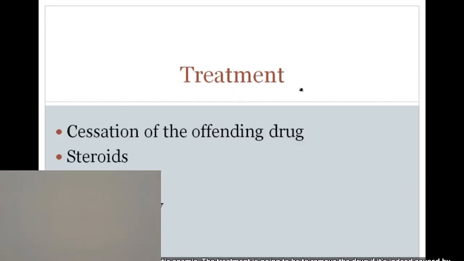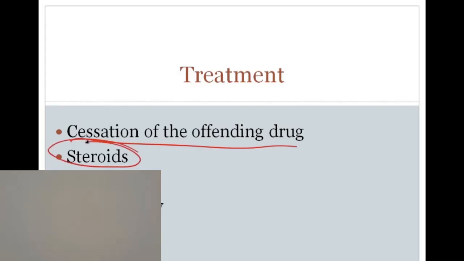The treatment is to remove the drug if it's indeed caused by a drug, steroids to slow down the production of the antibody, and IVIG, IV immunoglobulin. The idea here is that if you give IV immunoglobulin, the splenic macrophages will eat the IV immunoglobulin instead of the immunoglobulin attached to the red blood cells. IVIG is like throwing a stick at a dog so that it runs the other way. You throw a stick at the spleen so it starts eating the IVIG instead of the red blood cells. It buys you some time.